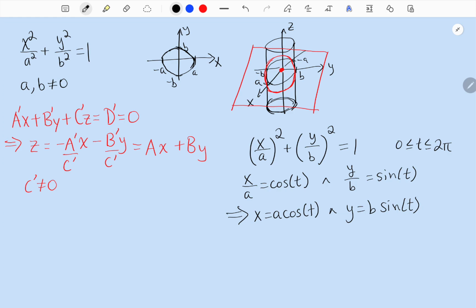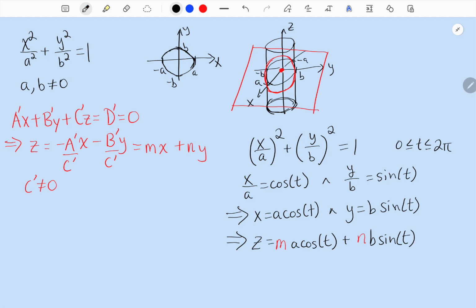Okay, so now what does this mean? This means that z is going to be A times x, which is little a cosine of t, plus capital B y, so capital B times little b sine of t. Now I don't want to say a and b all the time, so actually I'm going to change capital A here to little m, capital B here to little n. So this way I won't be saying big A, little a, big B, little b.